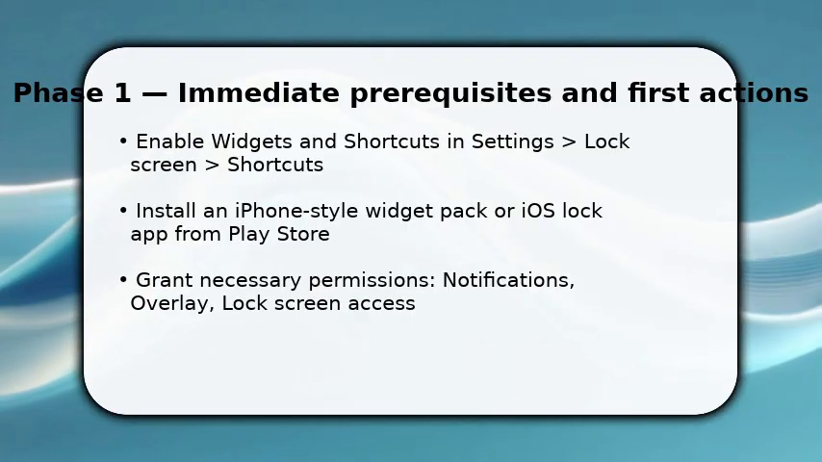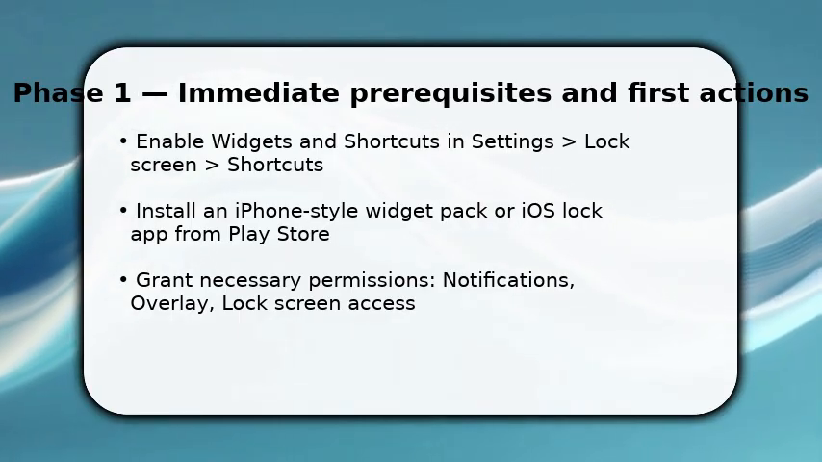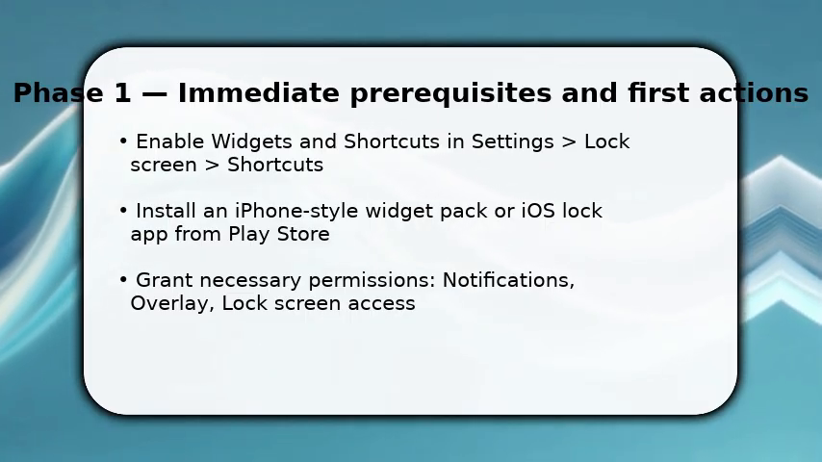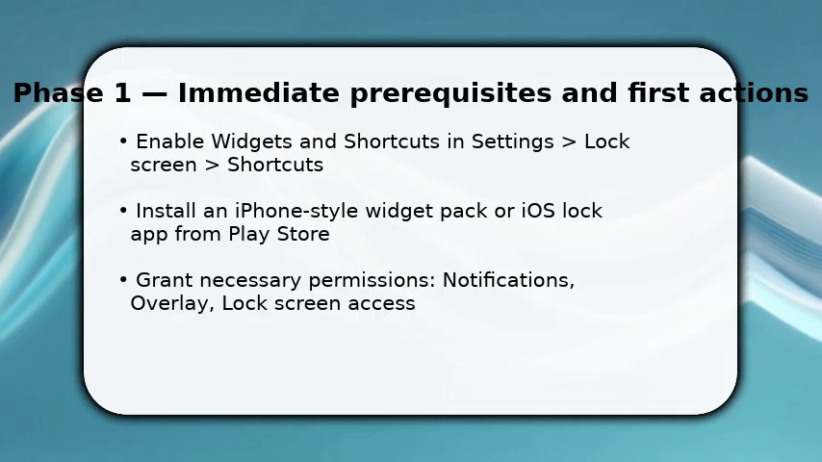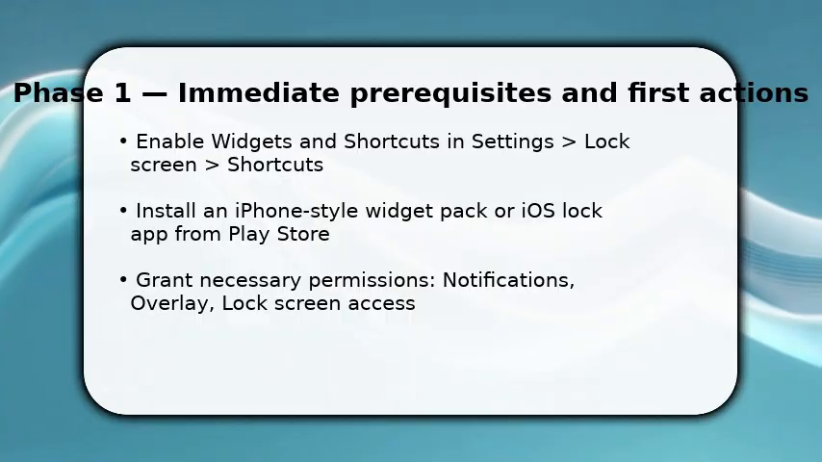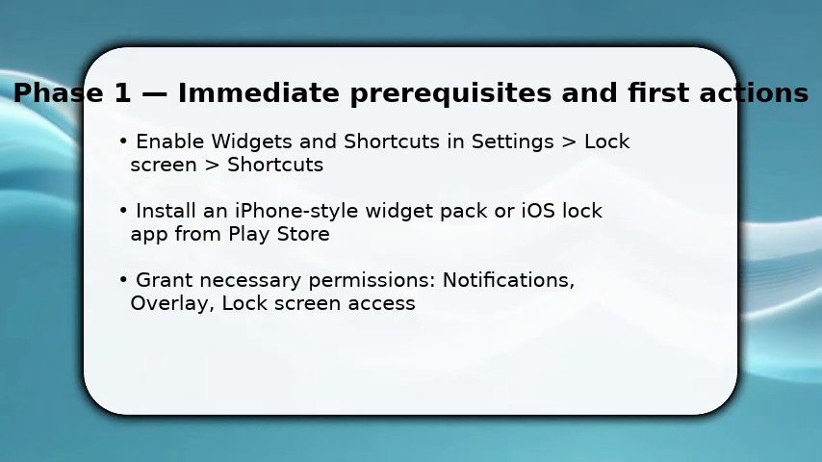You start by preparing the phone. Install a reputable iOS-style lock app and an icon/widget pack. Once installed, open Settings and grant notifications, overlay and lock screen access so widgets function while locked. Make sure battery optimization is off for the app, otherwise background updates will stop. You want the app to run reliably, so allow full permissions now.